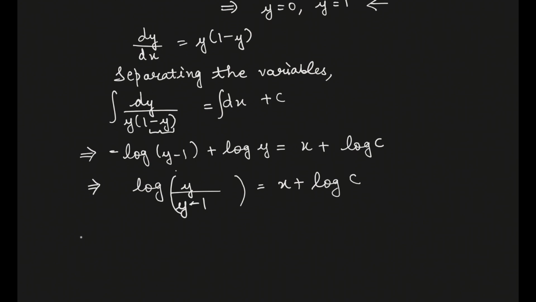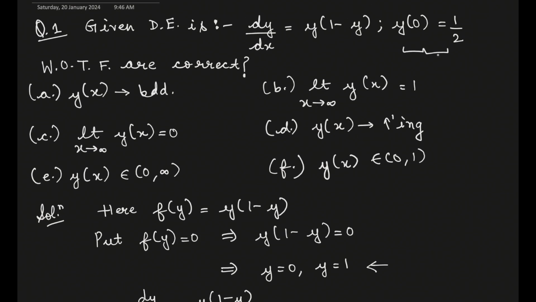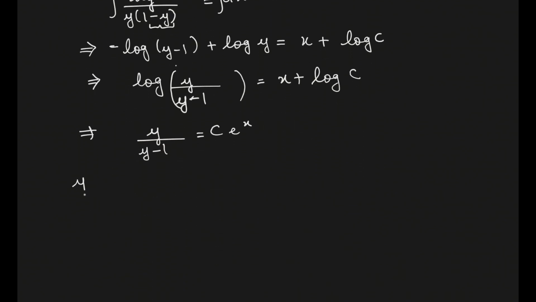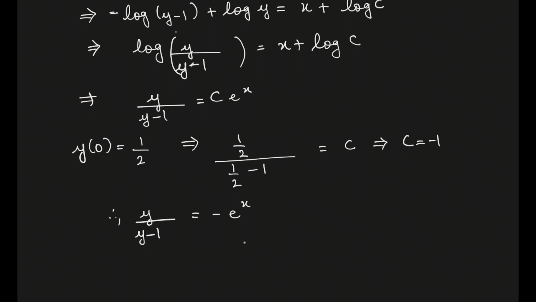Now on simplifying, I will get y upon y minus 1 is equals to c e to the power x. Now in the question, I am given this condition y(0) equal to 1 by 2. Let us put this condition also. This implies (1 by 2) upon (1 by 2 minus 1) is equals to c. Yes, correct. C is minus 1. Therefore, y upon y minus 1 is equals to minus e to the power x.